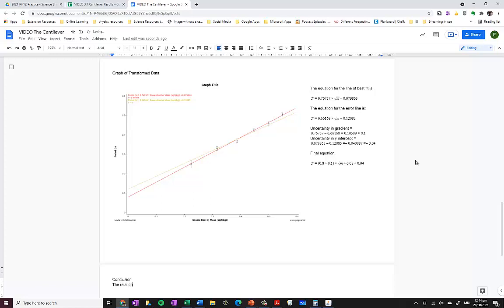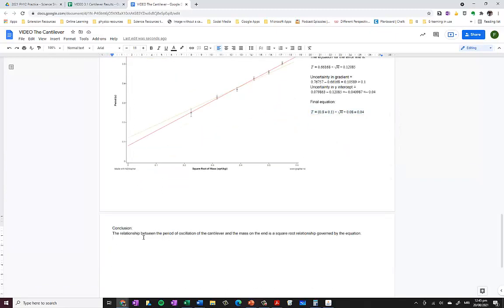The relationship between the period of oscillation of the cantilever and the mass on the end is a square root relationship governed by the equation. And here's our equation. I'm just going to cut and paste that. And given that that took so much effort, I'm going to make it centered on its own line.